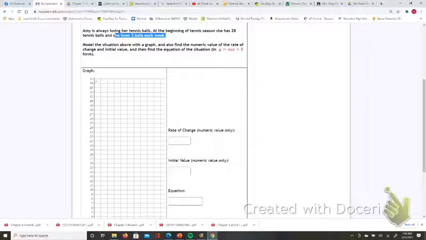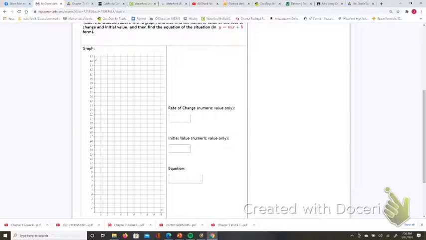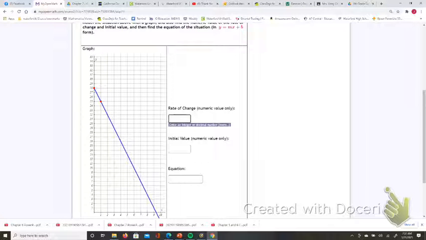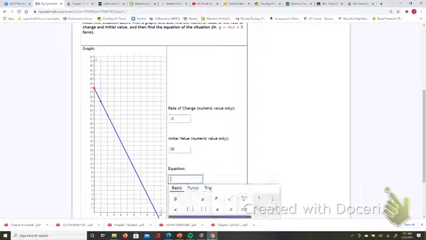Okay, so how many tennis balls does she have at the beginning? She has 28. And then how many is she losing? She's losing 3 balls every week. Okay, so we're going to start with 28 tennis balls. So we're going to put a dot at 28. Then we're going to go down 3 tennis balls and over 1 week. Okay, so what is our rate of change? Well, isn't that we're losing 3 tennis balls? So -3. What is our initial value? Well, didn't we start with 28 tennis balls? So 28 is our initial value.